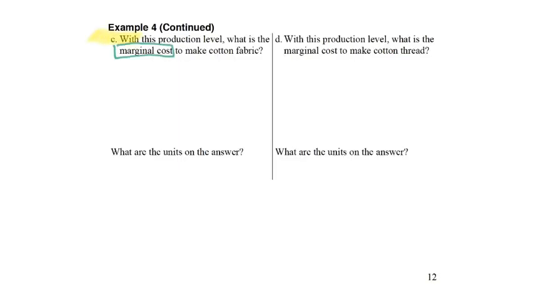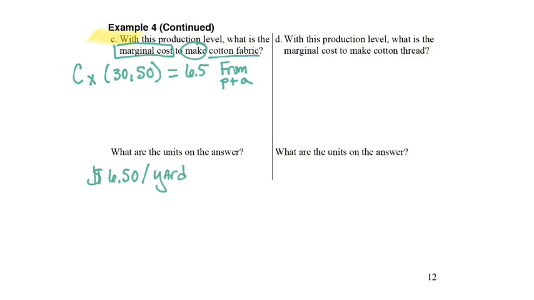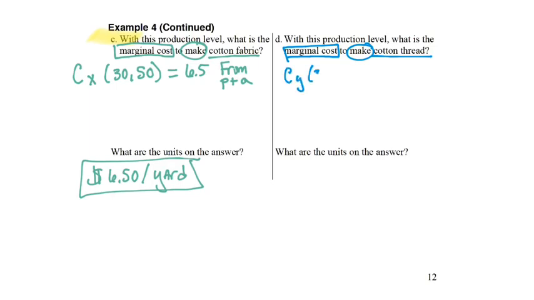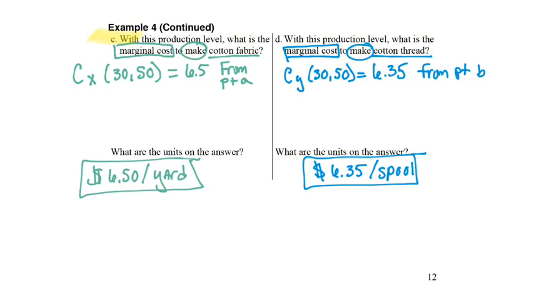Part C asks for the production level, which is the marginal cost to make the cotton fabric. So notice it's to make, not approximate. So we're just taking the partial derivative with respect to x at 30 and 50, which we already know is 16.5 from Part A, and we know that the units are dollars per yard. Part D asks us again the marginal cost to make cotton thread, so not to approximate. So we want the partial derivative with respect to y evaluated at 30 and 50, which we know is 6.35 from Part B, and the units are dollars per spool, just like they were in Part B.